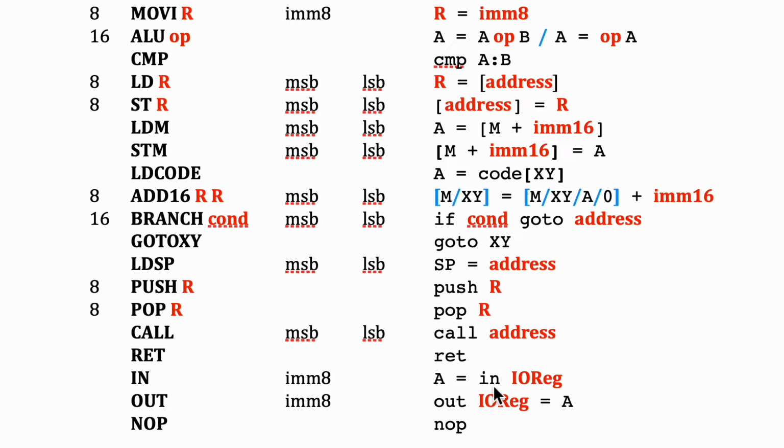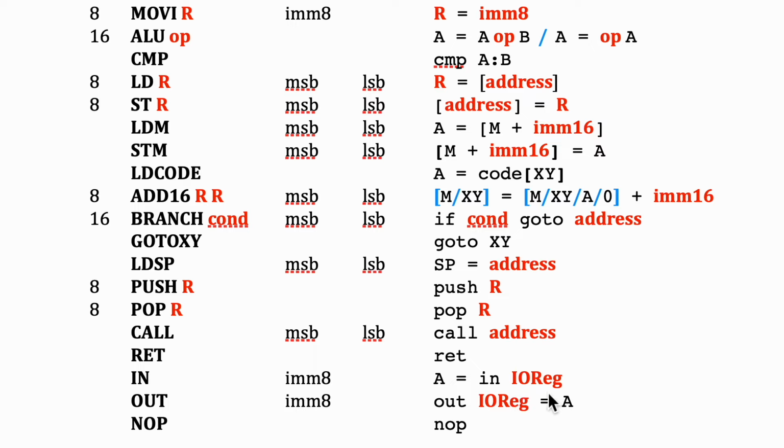And so in the case of the in instruction, which is coded like this, we have to name which of these 256 registers we're interested in, and that is in the immediate 8-bit value that follows the opcode. So this is a 2-byte instruction here. And a value will be fetched from one of these registers and moved into the accumulator register. And for the out instruction, we copy an 8-bit value from the A register to one of the I/O registers.